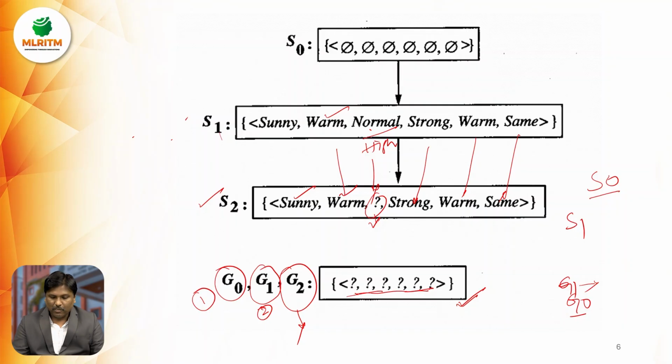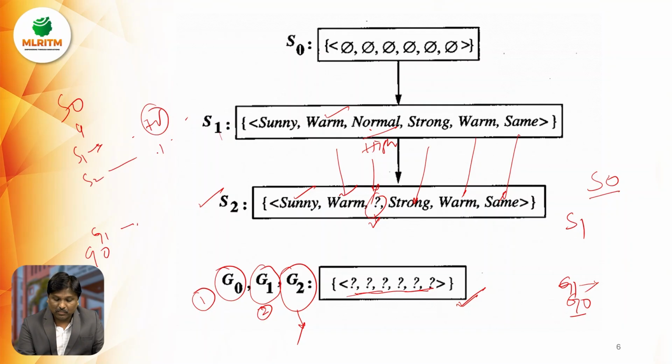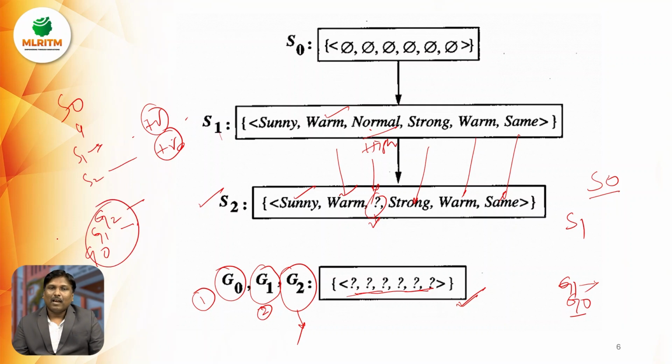Okay, is it clear now? Initially we considered S0 and G0, and S1 is to be updated for the positive example, and here G1 is the same. Why? Because for positive examples it isn't updated, and S2 is also updated. Again, the second example is also positive, so S2 is updated and G2 is the same value. Why? Because the general hypothesis can't be changed for positive training examples.